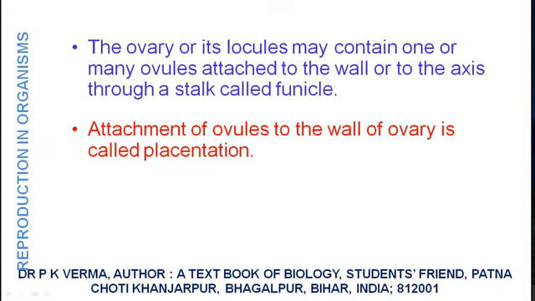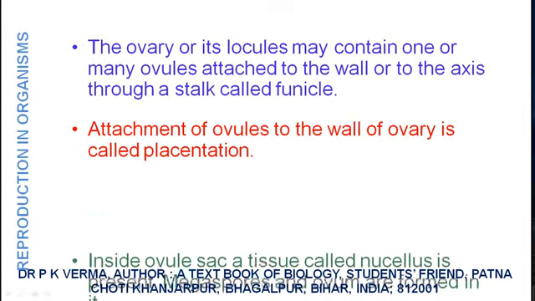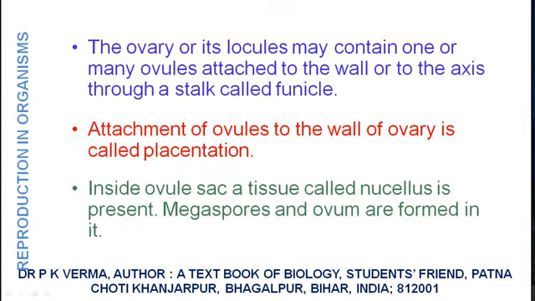I would like to suggest that you must know the types of placentation in flowering plants. It may be marginal, precentral, basal, parietal, or axial placentation. Inside the ovule sac, a parenchymatous tissue known as nucellus is present, and the megaspore is formed inside this nucellus.